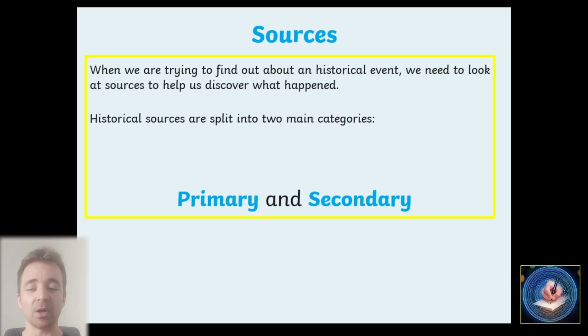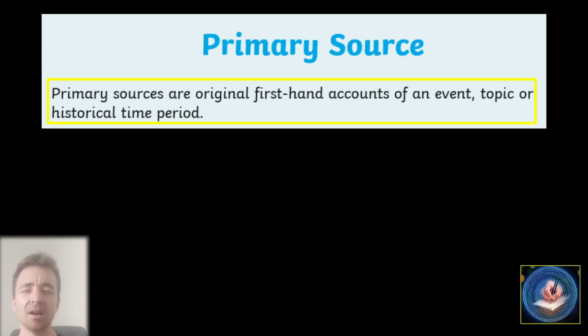As we've discussed a little bit already, historical sources are split into two main categories. We have primary and secondary, okay? Now, again, we will need to write down what's in the yellow square. So everything in this slide that's in that yellow box, you need to have in your books. That's super important. This is really important information, guys. Make sure you write that down. Pause the video if you have to. You can pause it for as long as you need to. And then we're going to move on to talk about primary sources.